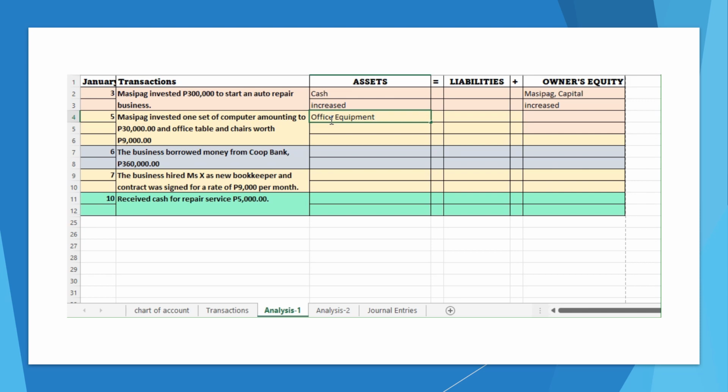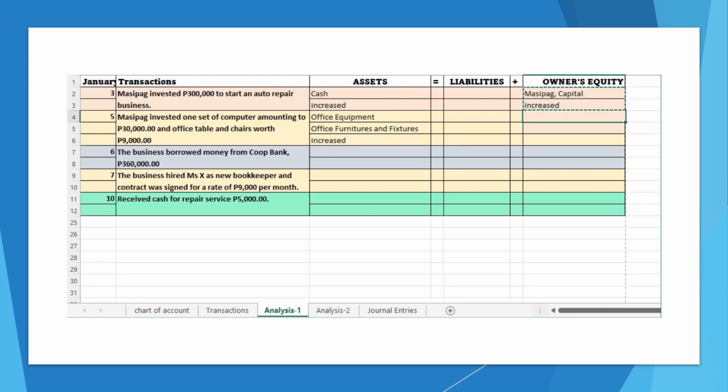Okay. Increase. So, how about tables and chairs? We will use the office furnitures and fixtures. Okay, so increase. How about the other accounts affected? So we can use also masipag capital and it is likewise increase.